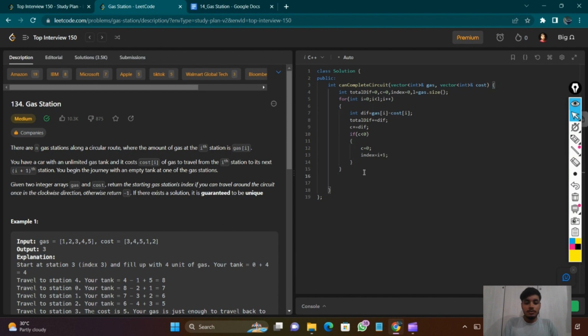Now finally what we have to do, we have to return. We are going to check the condition: if total diff is less than 0, then we are going to return minus 1, and if it is not, then we are going to return index.